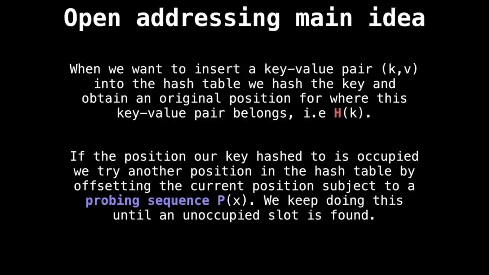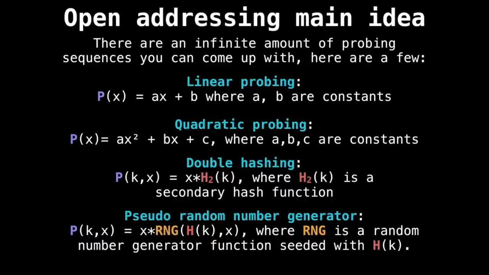So what we do is we use a probing sequence, which I will define as P of x from now on, to tell us where to go next. So we hashed to the value h of k, the original position, and now we're going to probe along using this probing function in such a way that we're going to eventually find an open slot along the way. So as it turns out, there are actually an infinite amount of probing sequences to choose from.